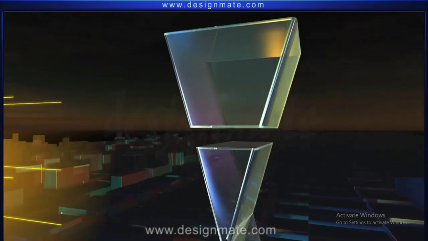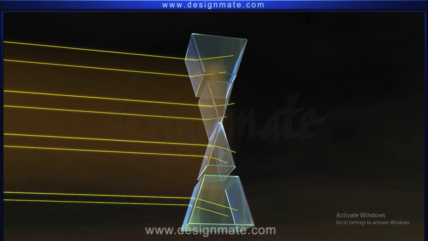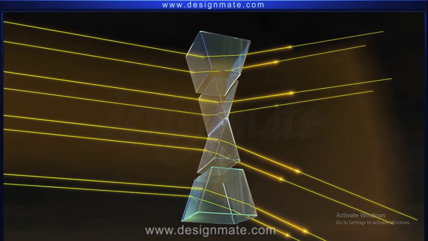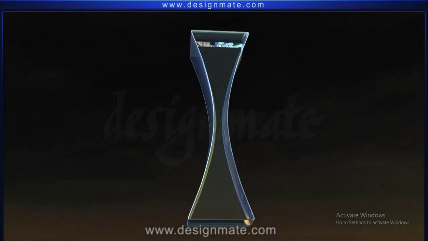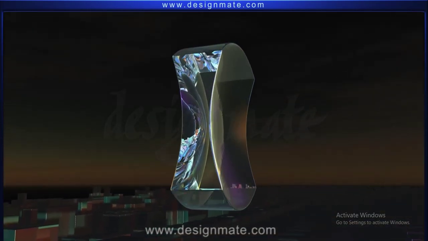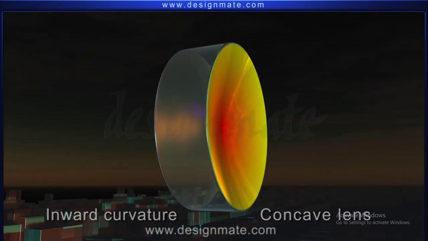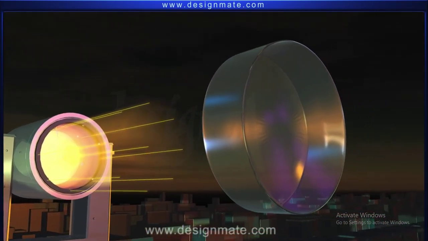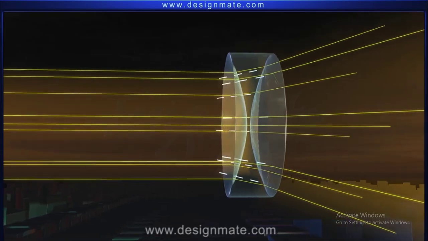The parallel rays of light falling on such an arrangement refract away from the center. Overall, we can see that the light undergoes divergence and it emerges on the other side. A single piece of glass formed in this fashion, having inward curvature, is called the concave lens. The parallel rays of light incident on the concave lens undergo divergence as they emerge on the other side.